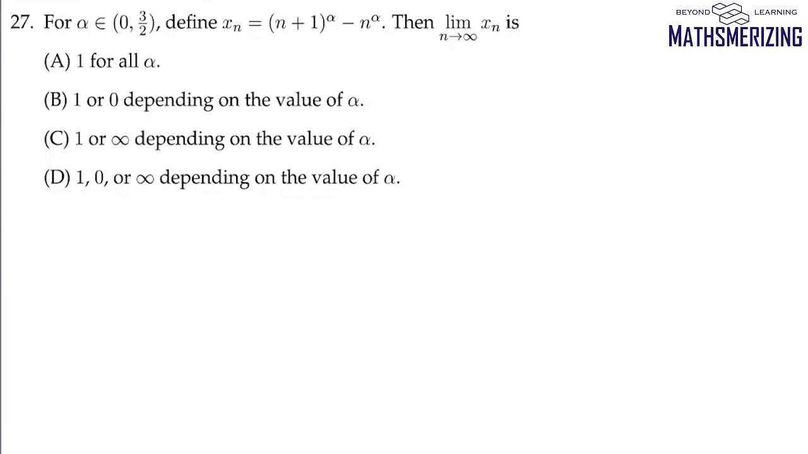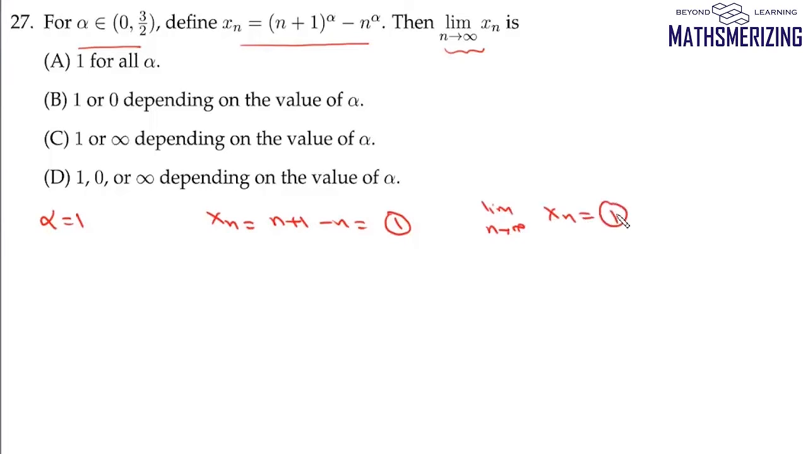Now question number 27 is, for alpha belongs to 0 to 3 by 2, define xn as (n plus 1) to the power alpha minus n to the power alpha. We need to find this limit n tends to infinity xn. Now if the value of alpha is 1, then clearly in that case xn will be n plus 1 minus n, which is 1, and if we take this limit n tends to infinity, simply it'll be 1.